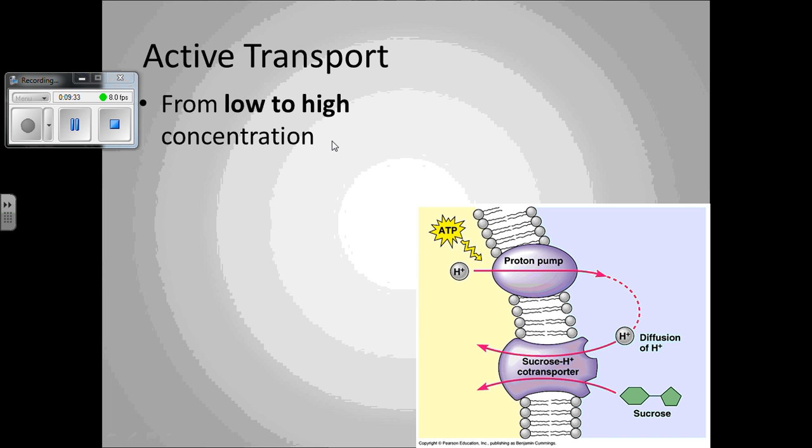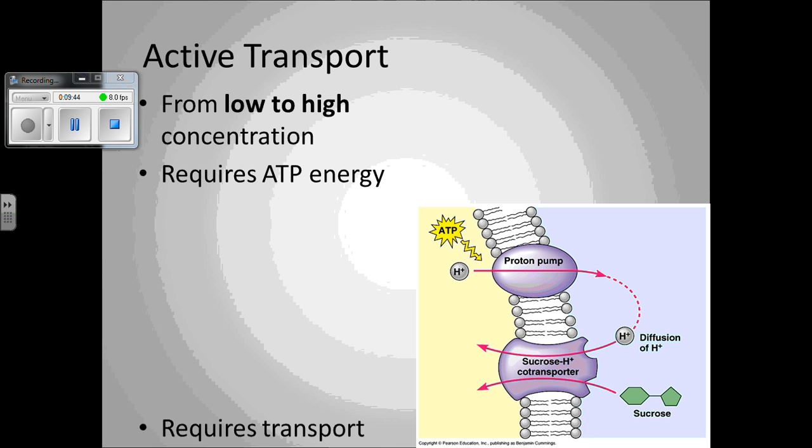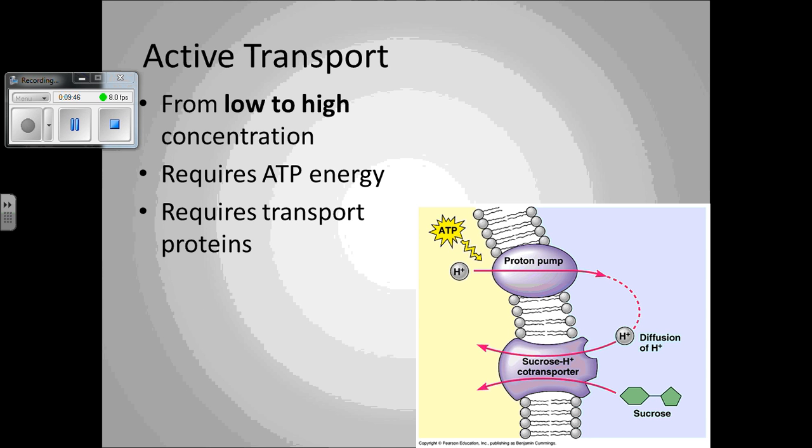Why would we want to do that? Well, sometimes we need sodium and potassium and other ions to cross the cell membrane even into a crowded area. So this does require energy. It requires transport proteins to do that. Some are considered proton pumps, like this picture. It's just pumping in hydrogen ions.